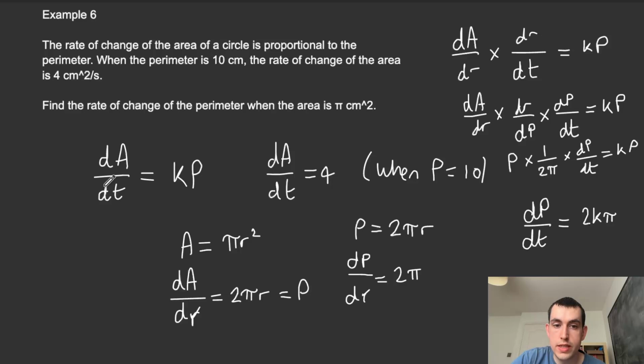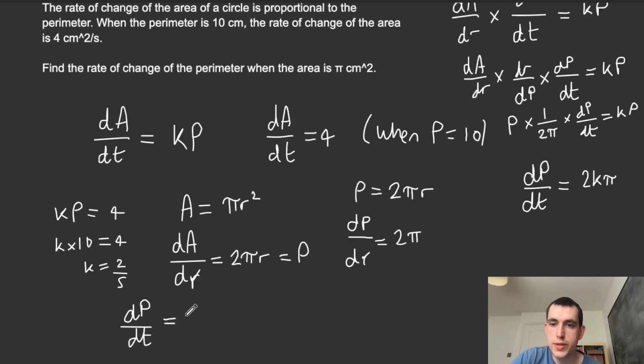So we know that dA/dt is kP, and we also know that dA/dt is equal to 4 when P is equal to 10. So what that tells us is that k times by 10 is equal to 4, which means we can work out what k is. k is going to be 2/5. Putting that all together, that tells us that the rate of change of the perimeter, which we know as dP/dt, is going to be 2kπ, or 4/5 π in our case.